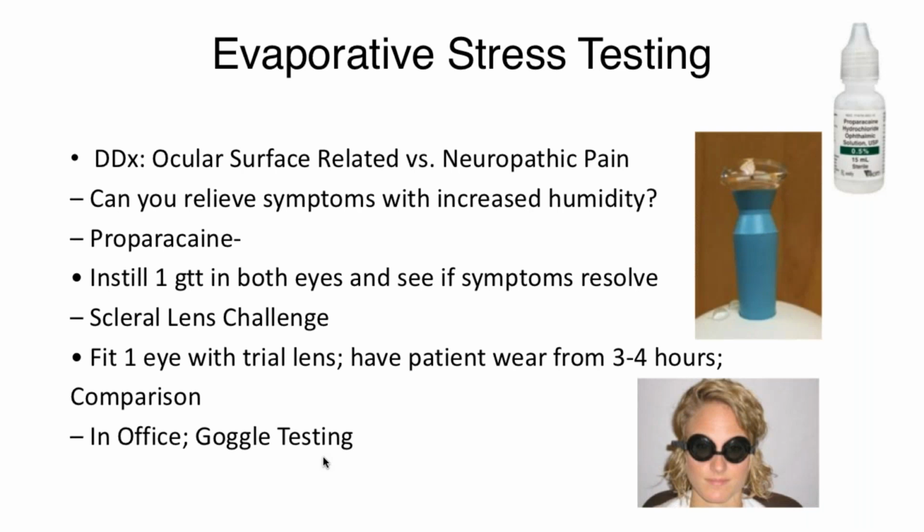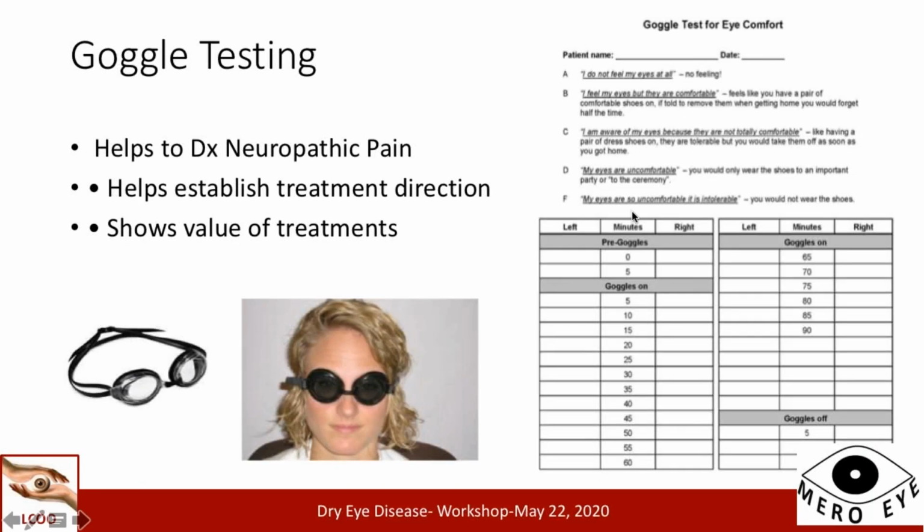You can also check if it's evaporative by making them wear a goggle and sitting in the office. You can give them instructions to tell you every 5 minutes of wearing this. This is an airtight goggle which will cause humidity to build up inside. It's almost like your swimming goggle, a tight one, and you keep asking the patient every 5 minutes how they feel with it, whether they feel comfortable, whether they feel better, and then again after removing it, every 5 minutes you ask them the question.